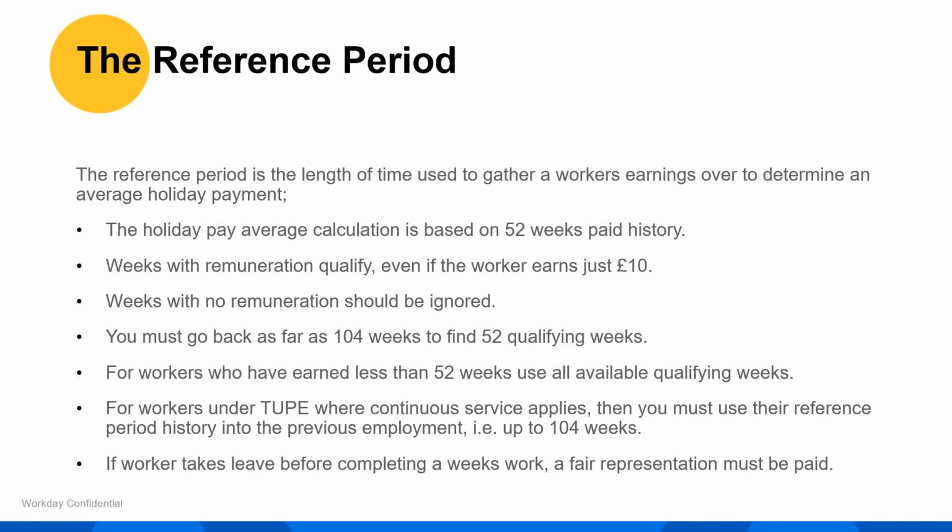For workers under TUPE, where continuous service applies, so if they've moved between organisations and kept all their employment rights, then you must use the reference period history from the previous employment, again up to those 104 weeks. If a worker takes leave before completing the week's work, a fair representation must be paid. They don't give exact guidance around that, but you must have a look at what they're earning, based on what you would expect them to earn in the week, and use that as your guide.